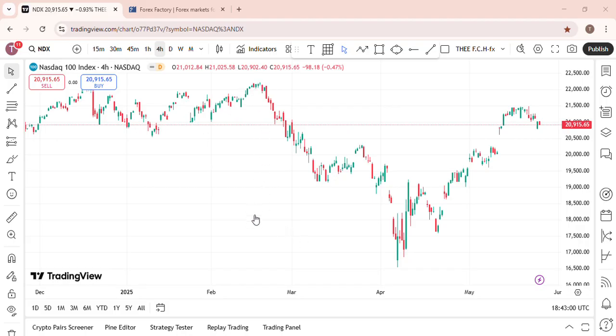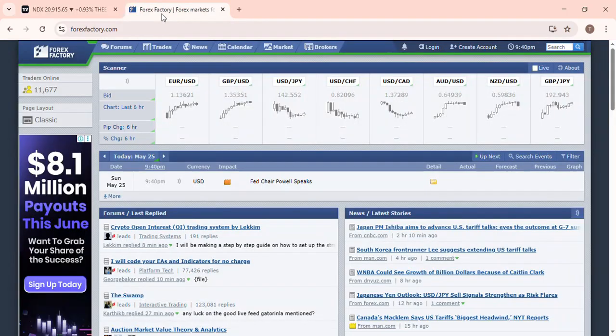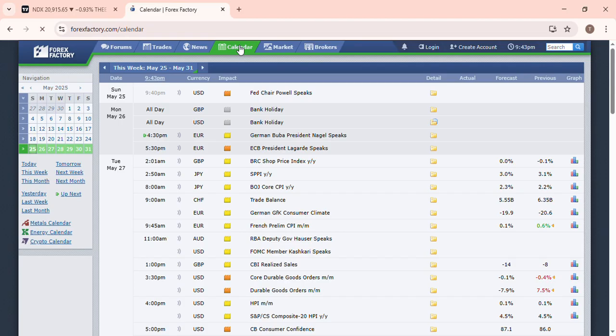As usual, we have to start with the sentiment analysis. So we head to the MyFX book and check on how things look on the sentiment side. As we wait for it to load, we can have a quick look at the economic calendar for this week. That is in Forex Factory.